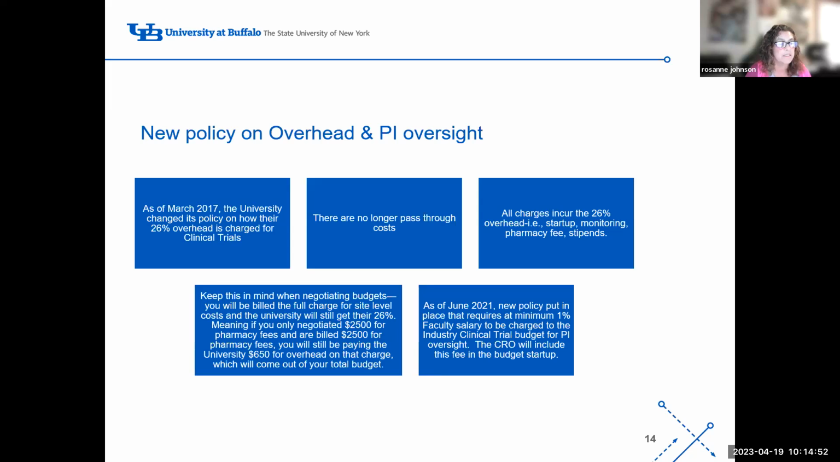You will be billed the full charge for the site level costs, and the university will still get their 26%. Meaning if you only negotiate $2,500 for pharmacy fees and are billed $2,500 for pharmacy fees, you will still be paying the university the $650 fee for the overhead on that charge, and that'll come out of your total budget.